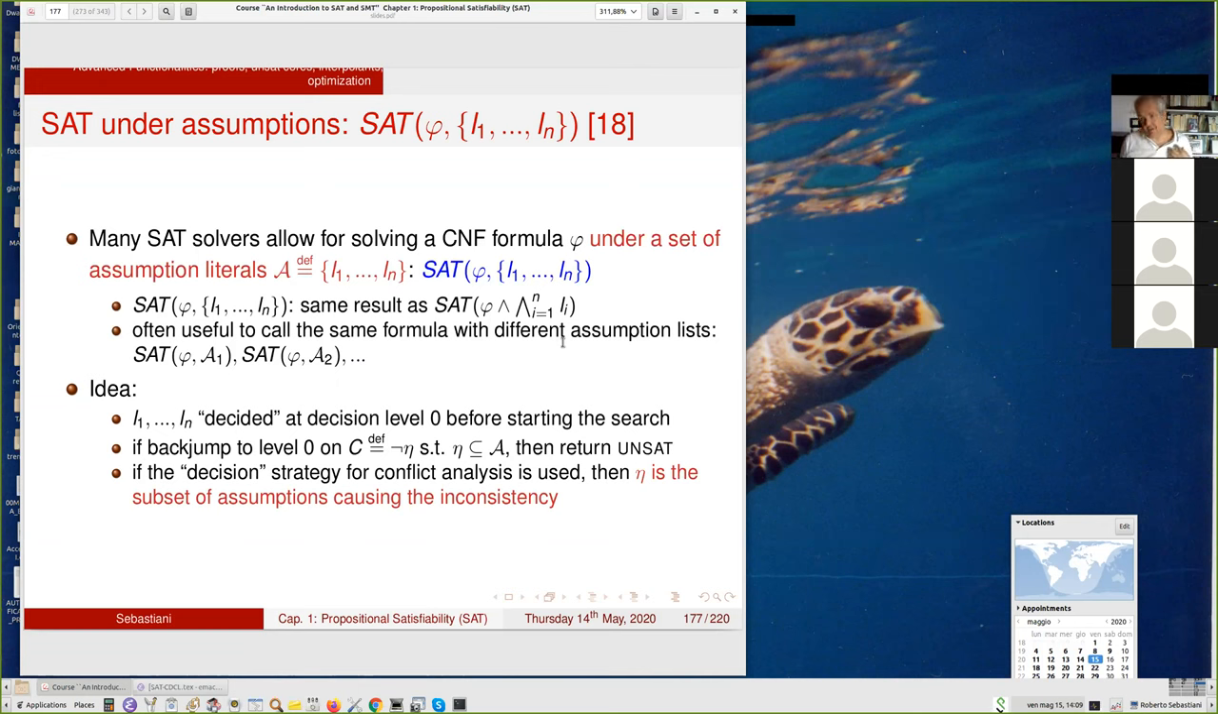But now it means that when it stops, remember, all the conflicts in eta belong to the assumptions. This means that a subset of the assumptions forces you by unit propagation a failure.